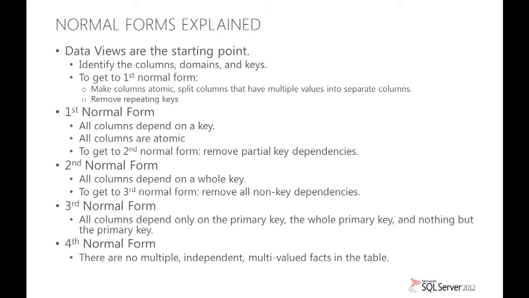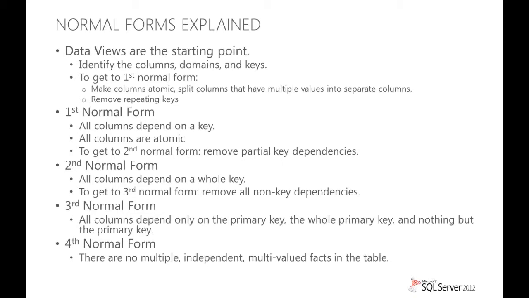Then you apply the rule to get to second normal form, which is to remove partial key dependencies. The example we'll see is a table that has an order ID primary key combined with a part number primary key, but some of the columns only depend on part number. They have no dependency on order ID. So we want to pull those apart to create a separate part table. Once you've applied that, you should be at second normal form, where all the columns depend on the whole key. And then the rule you apply to get to third normal form is to remove any non-key dependencies.